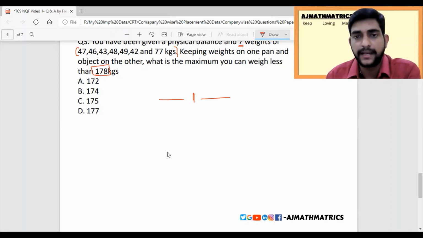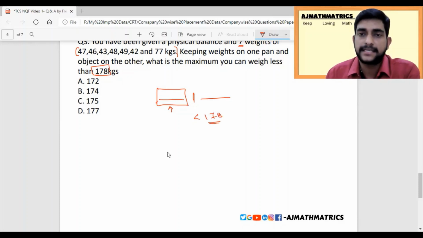And the condition is very clear. The total weight on the other pan, so the total weight on this pan should be less than 178. Okay, so what is the maximum of the weights we can use? In order to get the maximum weight, first we need to take the maximum of the given weights here, which is 77.